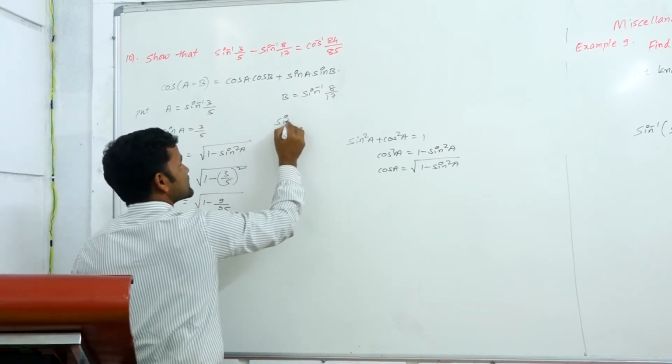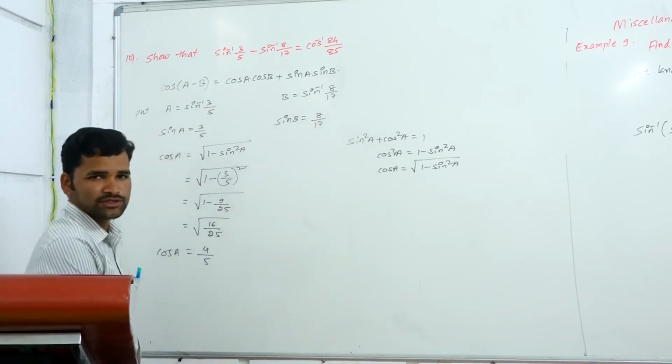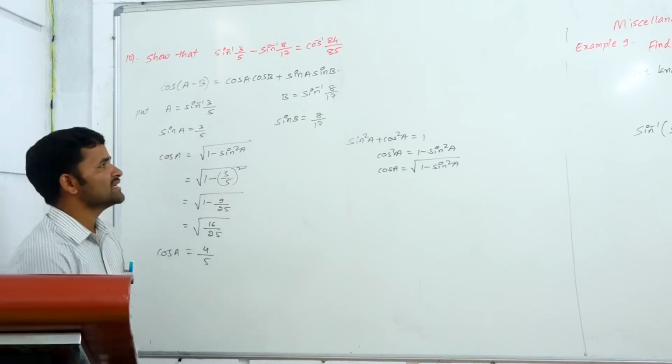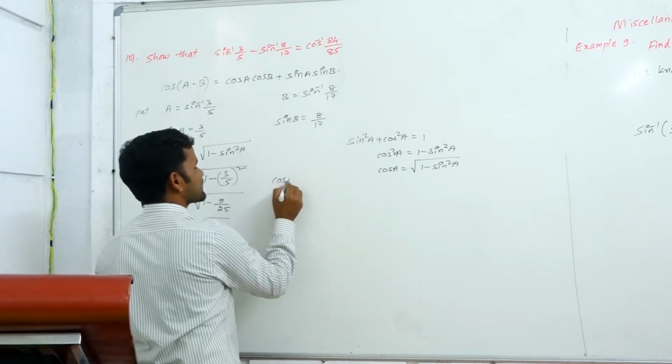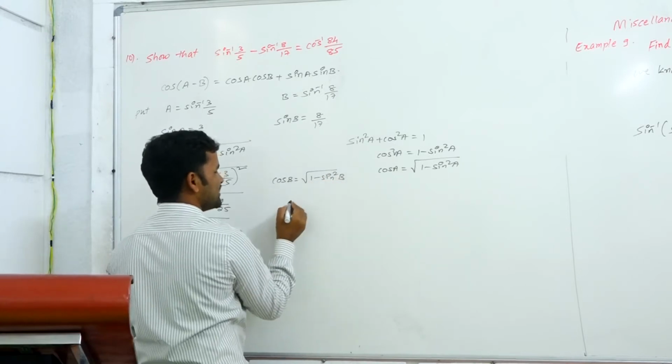This implies sin B is equal to 8 by 17. Sin B value I got. Now the only trigonometric function left here is cos B. Use the formula: cos B is equal to square root of 1 minus sin square B.